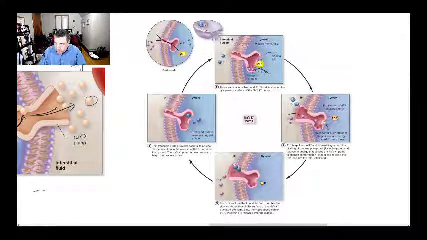You've got 3 sodium from the intracellular space binding with this protein. ATP is used. It changes its shape, and the sodium leaves. Potassium then comes in, changes its shape again, and potassium is released inside the cell. That's a basic pump, and it uses ATP in this case.